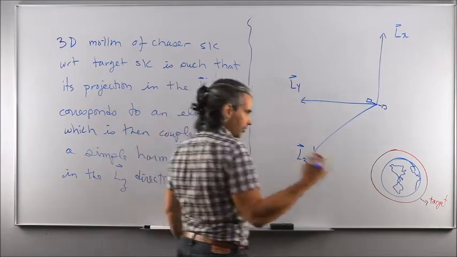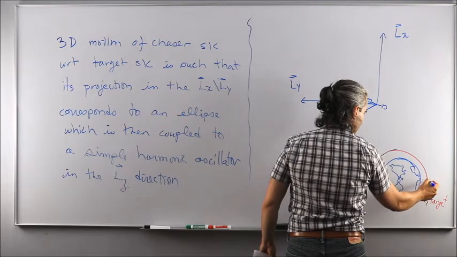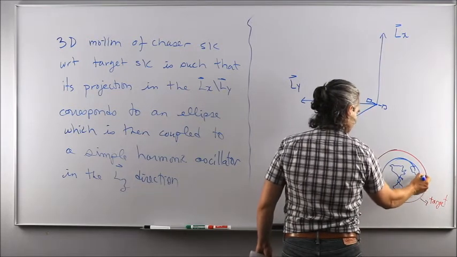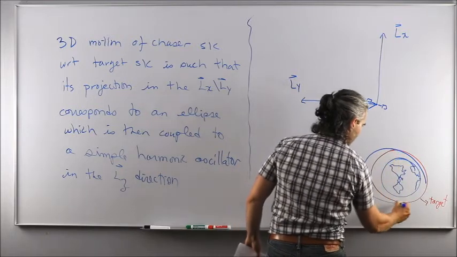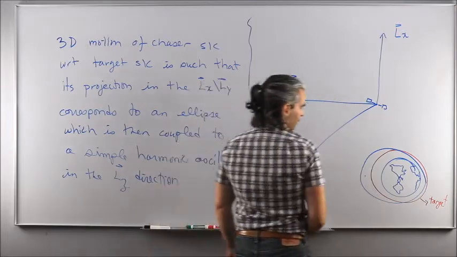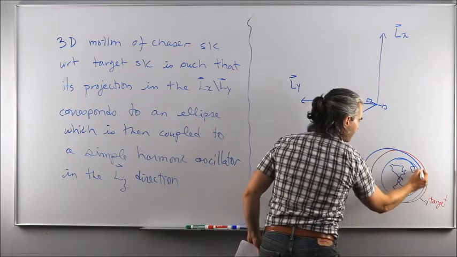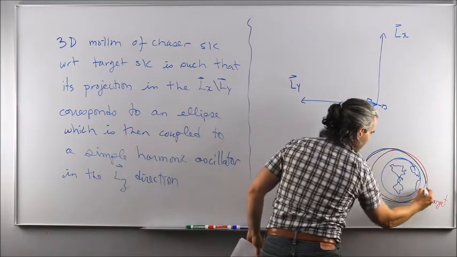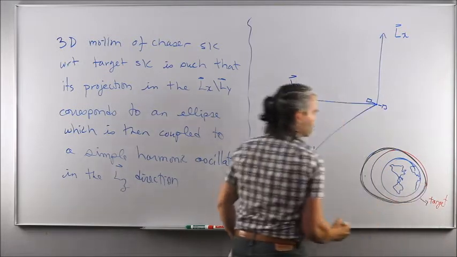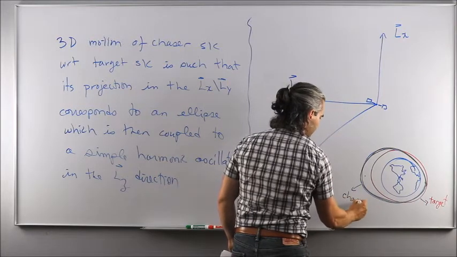The chaser orbit could be whatever in terms of shape, but let's assume that it is slightly elliptical. I'm going to do something like this, maybe. Oh shoot, I want to do it in another color. Let me do black. Okay, so the chaser orbit in black is an elliptical orbit around the Earth. Target orbit in red is a circular orbit, like that.